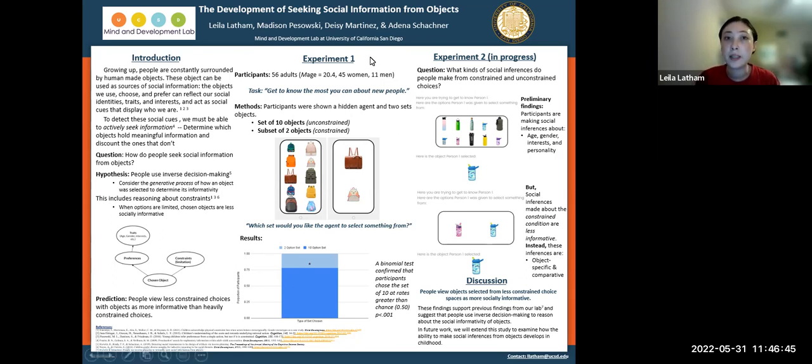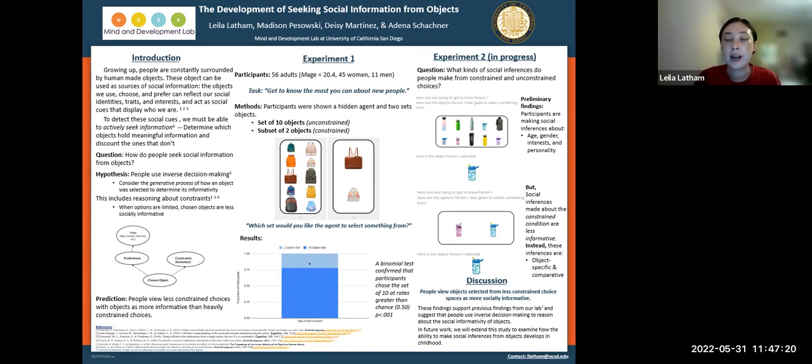For our first experiment, we recruited 56 adults. We tested them over Qualtrics, and they were tasked with getting to know the most they can about new people. They were shown a hidden agent and two sets of objects. The first set is a set of 10, our unconstrained condition, and a subset of 2 objects is our more constrained condition. The objects were a combination of backpacks and water bottles. Participants were asked, which set would you like the agent to select something from, keeping in mind they had to get to know the most they can about the agent?